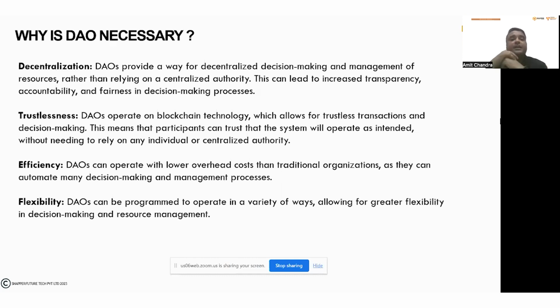Also, some of the code in a DAO is open source. So whenever any company implements any kind of project based on DAO, that code is open source. So anyone can go there and check if there is any vulnerability or any kind of issue in that code or not. So they can give their input.